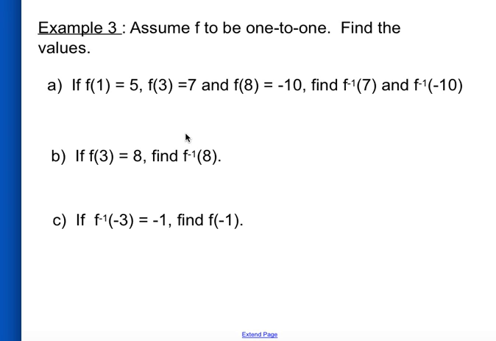So let's assume that f here is one-to-one. You've got these nice ordered pairs here. We have the ordered pair there of 1, 5.